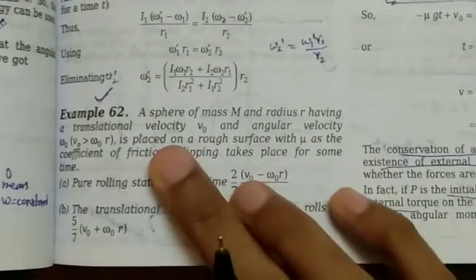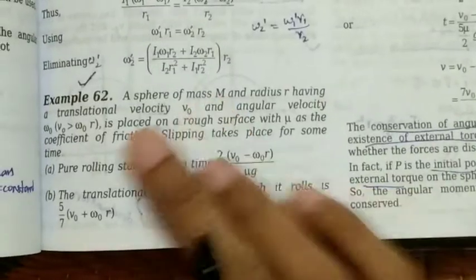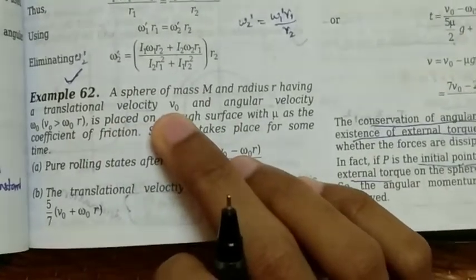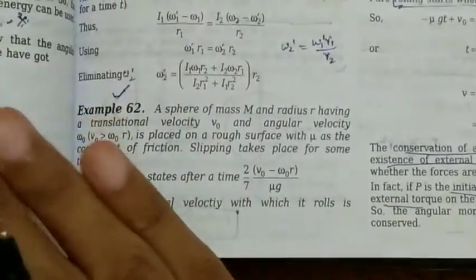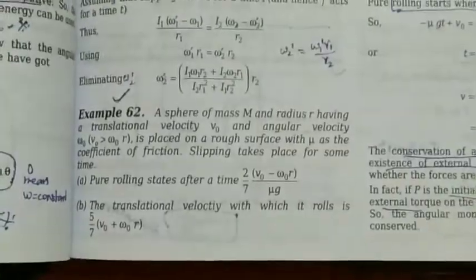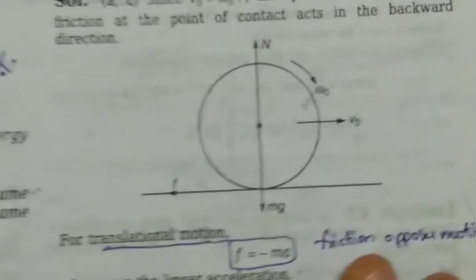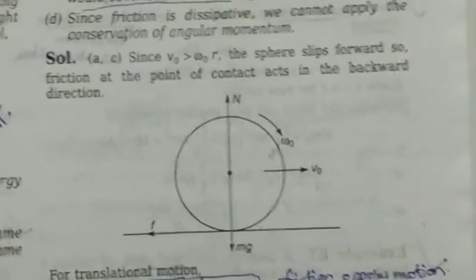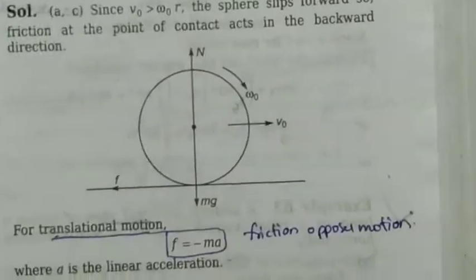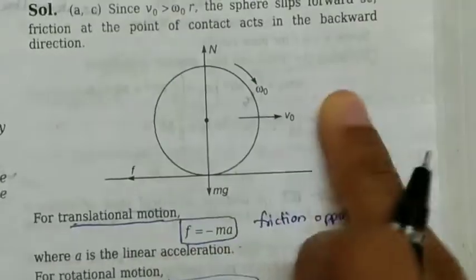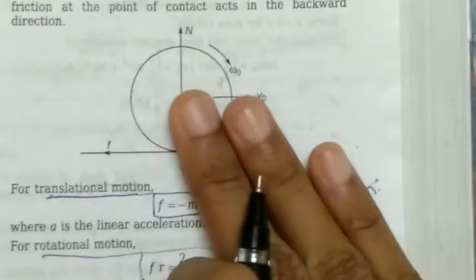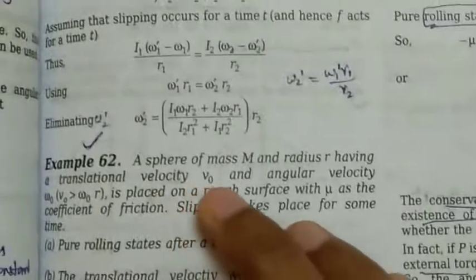So according to the question, a sphere of mass capital M and radius small r has a translational velocity v naught. So the sphere is having translational velocity, which means the sphere moves from one point to another in a particular direction. So this is the imaginable diagram. This is the sphere, moving in this direction. If it is moving from one place to another place, that is nothing but translational motion, and the translational velocity is v naught.